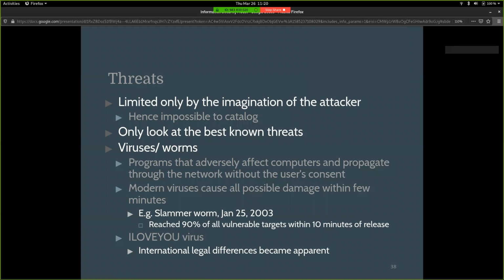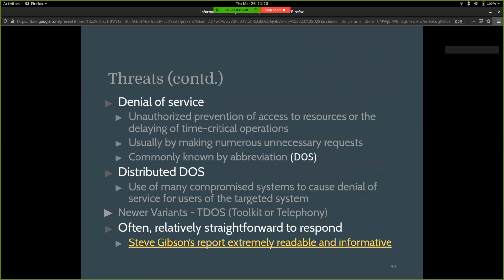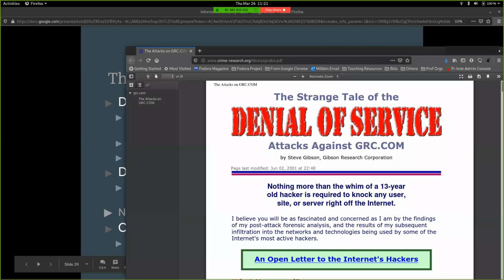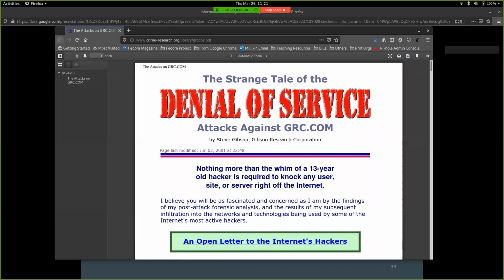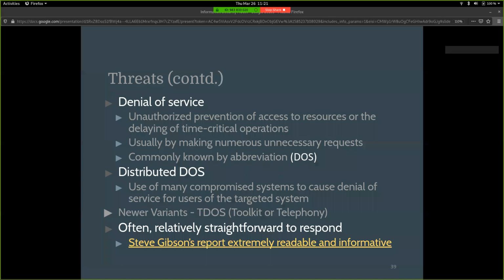We're talking about different threats that are available. We've talked about viruses and worms and the different ones that are available, and denial of service attacks, distributed denial of service attacks. This is a really good report to go out and read. I'm going to pull the link up here that explains denial of service attacks. So if you're looking for really good information on DOS attacks, this one's a really good explanation that you can read and walk through.